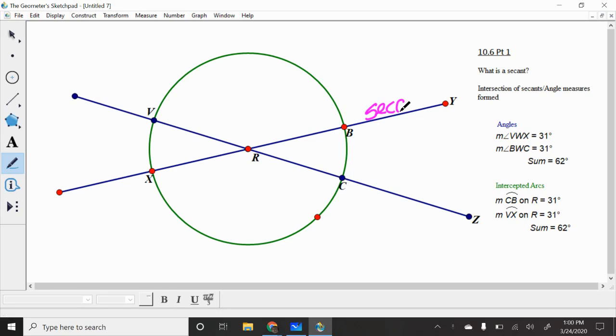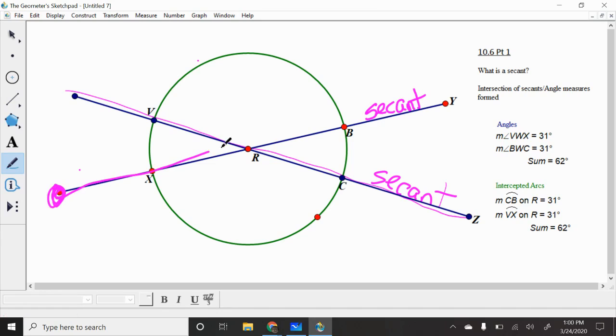So here is a secant. You could call it XY, secant RB, whatever. And here is another secant. Notice that they are going way through the circle, so these are not chords. Chords would be from V to C or from X to B. So these are both secants.